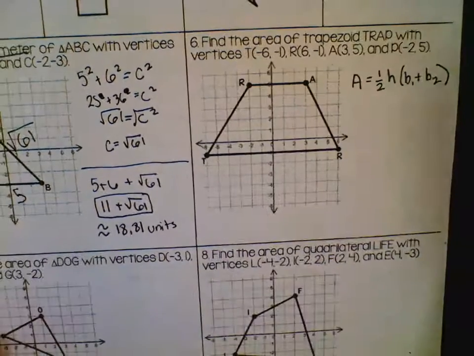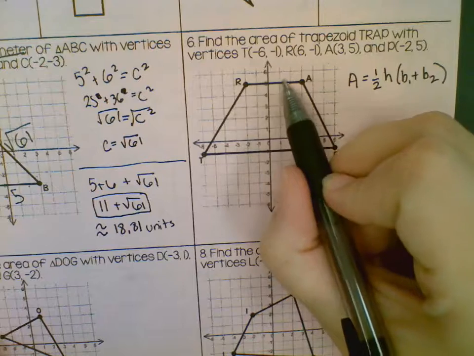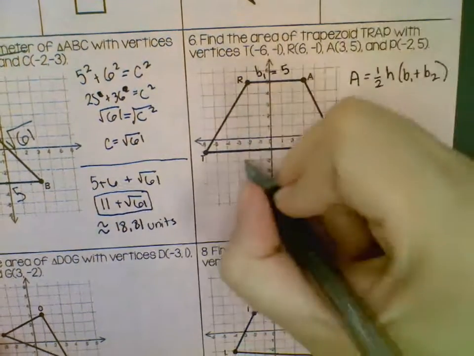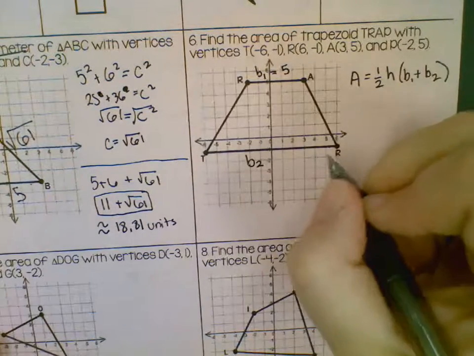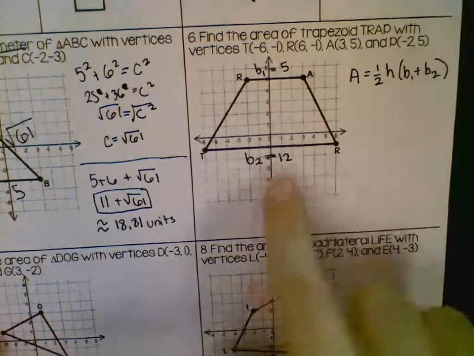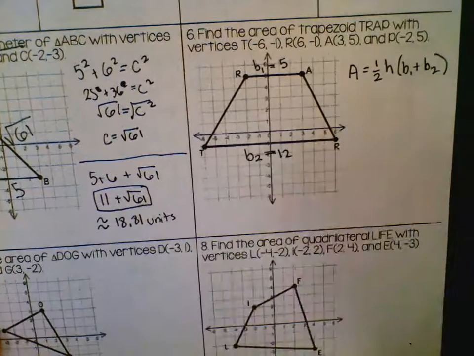Okay, so we'll count our bases. So we'll call this top side B1. It's 1, 2, 3, 4, 5. So B1 is 5. So that means the bottom is B2. And if we count the bottom, we get 12. One easy way to count it is, you can see it goes from 6 to 6. So 6 plus 6 is 12.